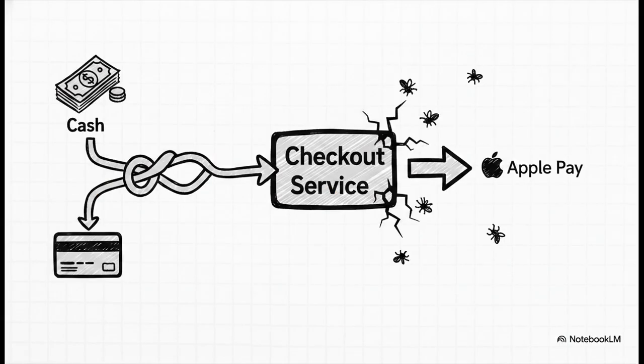Okay, picture this. You're building a checkout service. Right now, it handles cash and credit cards. Easy enough. But then the business comes along and says, hey, we need to add Apple Pay. Now you've got to crack open that core checkout logic and mess with it. Every single time a new payment type comes along, you're forced to modify stable working code. That's what we call tight coupling. And trust me, it's where bugs love to hide.